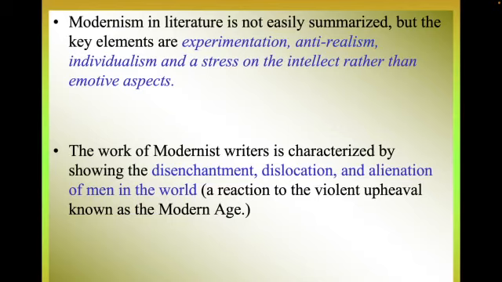Now, modernism in literature is not easily summarized, but if you're looking for different parts of the umbrella, the key elements are experimentation, anti-realism, individualism, and a stress on the intellect rather than emotional aspects. The works of modernist writers are usually characterized by showing disenchantment, dislocation, and alienation of humankind in the world, which is a reaction to the violent upheaval known as the modern age.